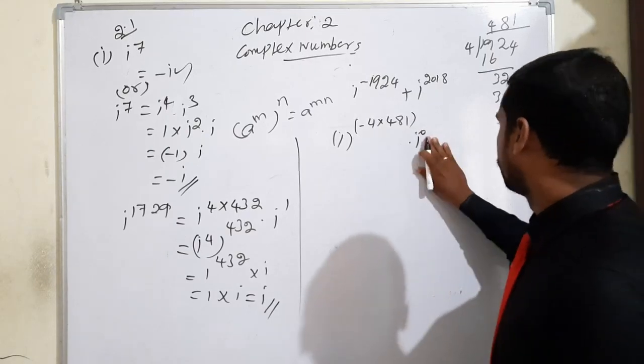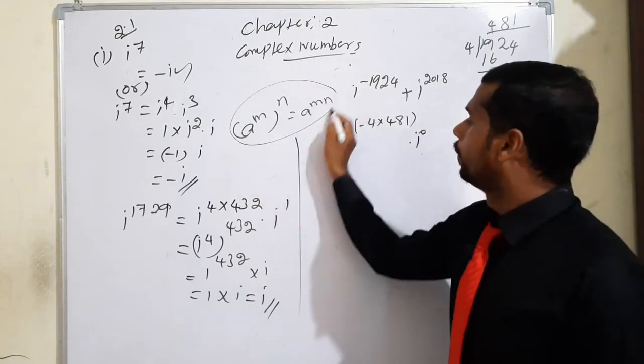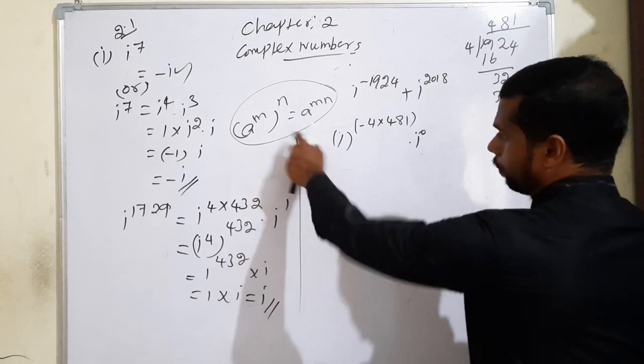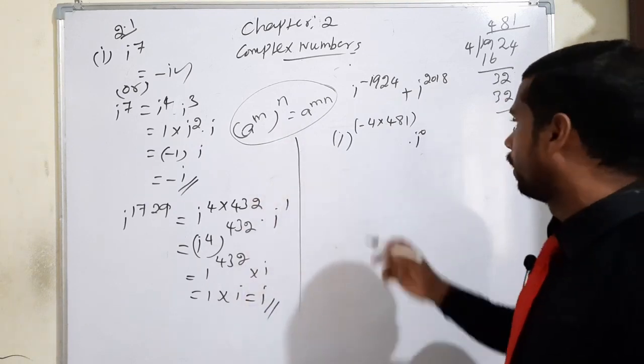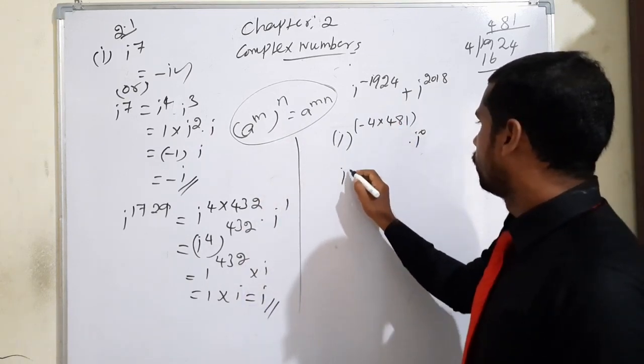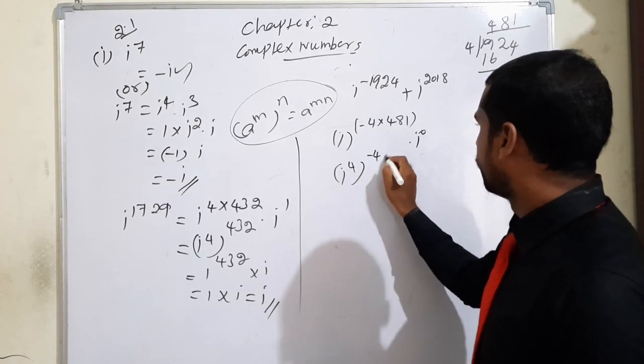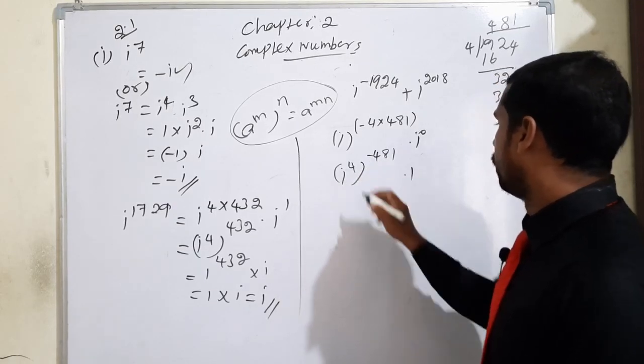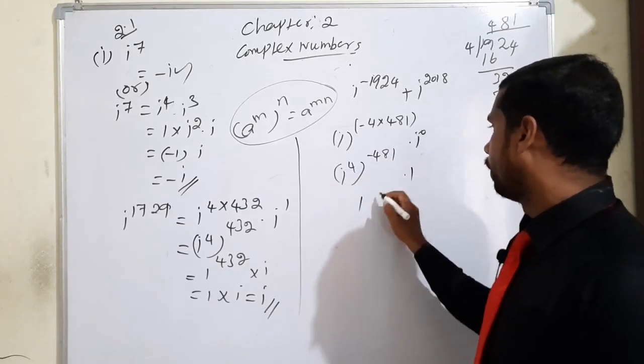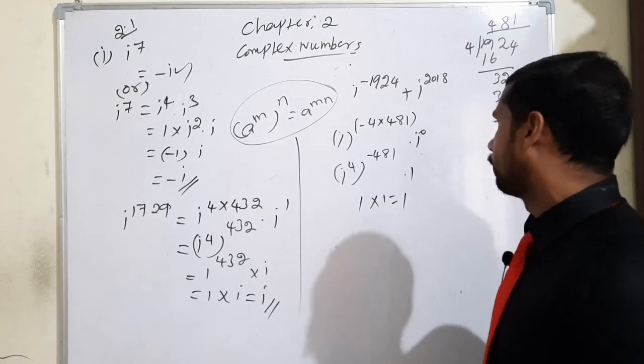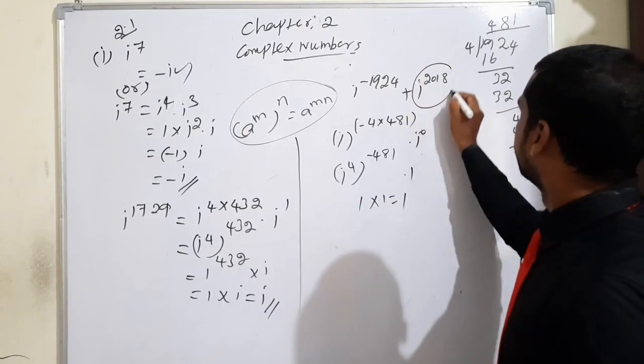We can apply one of the important terms, a to the power m the whole power n. So i to the power 4 the whole power of minus 481 into 1. Again 1 to the power anything means value will be 1. 1 into 1 means the first answer will be 1. Second condition, i to the power 2018.